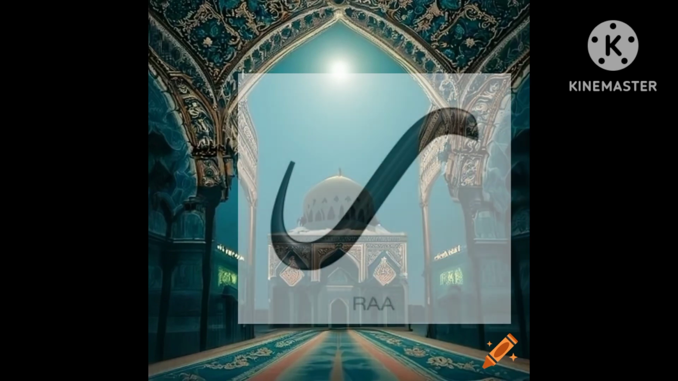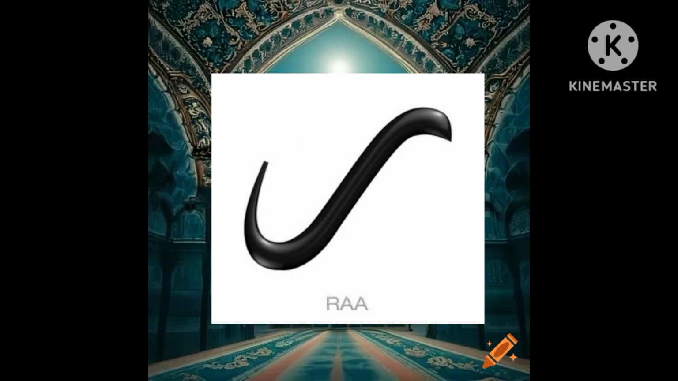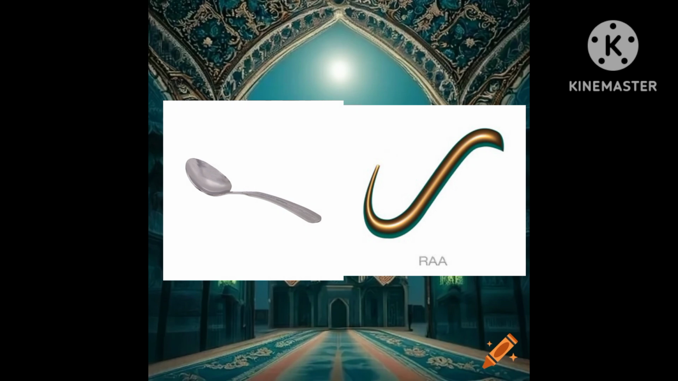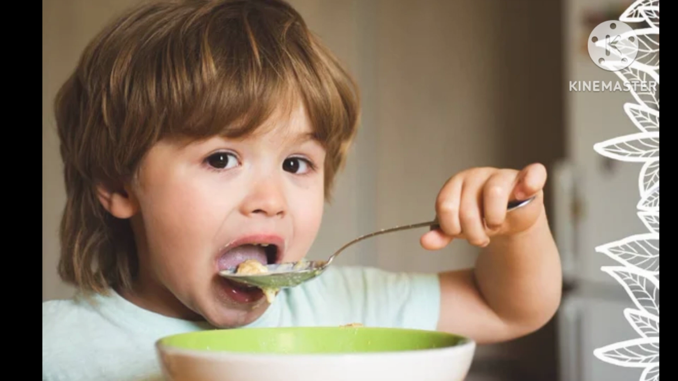And the next letter is Ra, Ra, Ra. Ra is spoon-like in shape. Just look at the letter and see, its shape is spoon-like. Okay, like the spoons with which we eat.